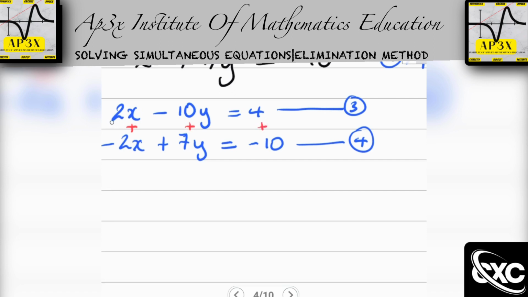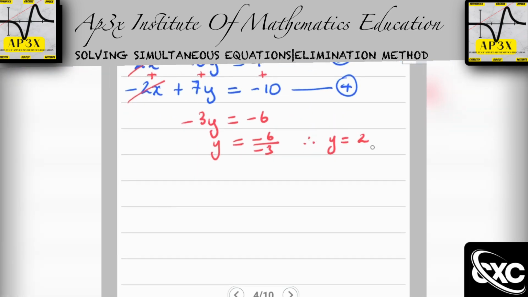So of course, when I add 2x to the inverse of 2x, I'm going to end up with 0. Negative 10 plus 7 works itself out to be negative 3y. And 4 plus negative 10 works itself out to be negative 6. So if we split the product between minus 3 and y, we're going to end up with y being equal to negative 6 divided by negative 3. Therefore, y works out to be positive 2.